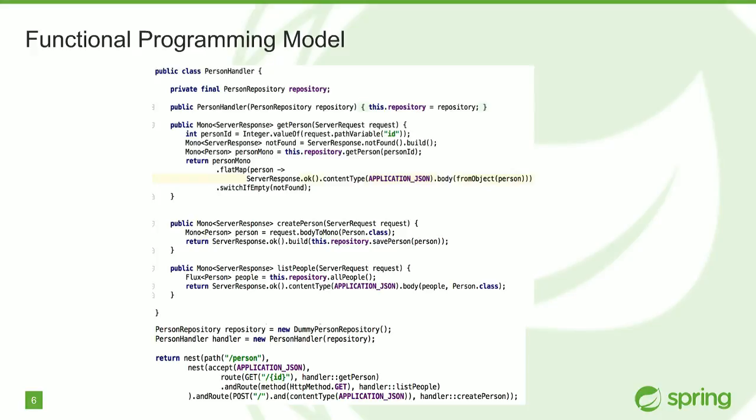Finally, we have one more. If it's a post to basically /person and the post contains data with an application JSON data type, we invoke handler create person.